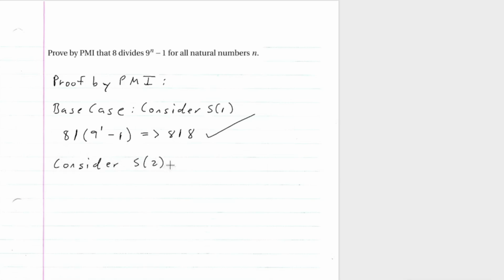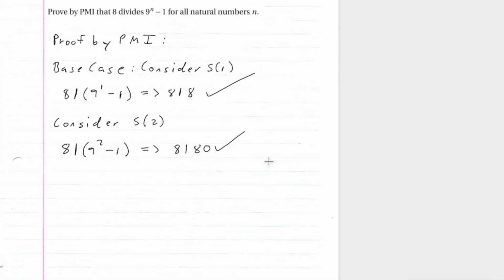Consider S of 2, right? So is it true that 8 divides 9 squared minus 1? Well, 9 squared is 81. 81 minus 1 is 80. And surely 8 divides 80. So that's also true. So let's go ahead and move on to the induction step.